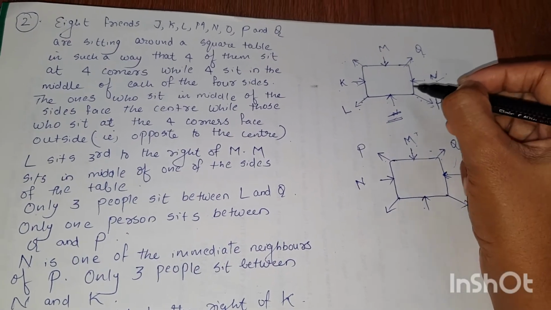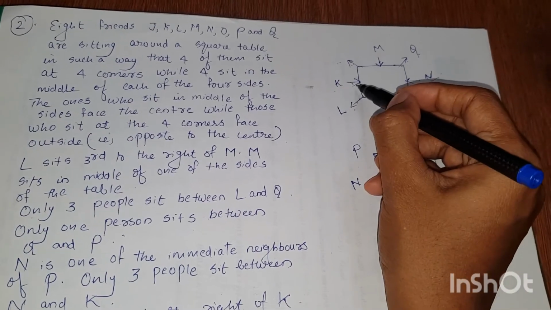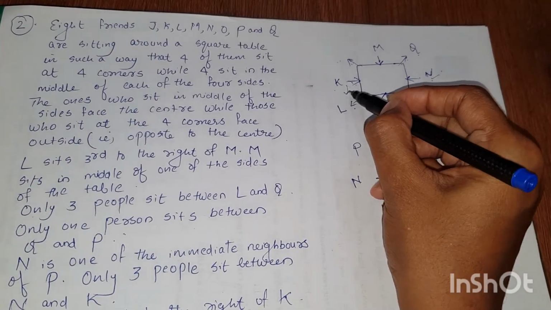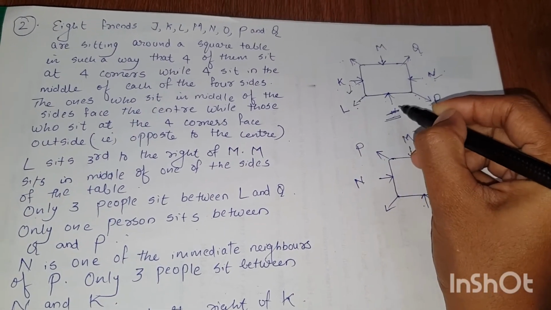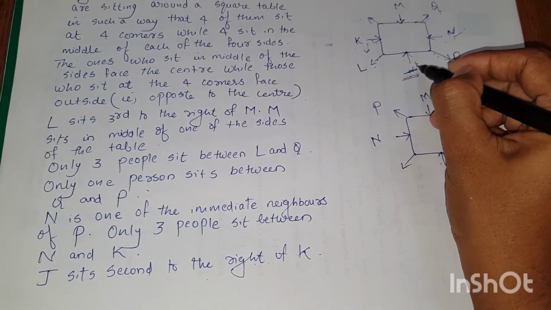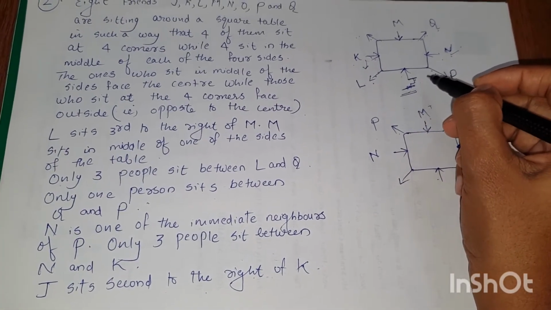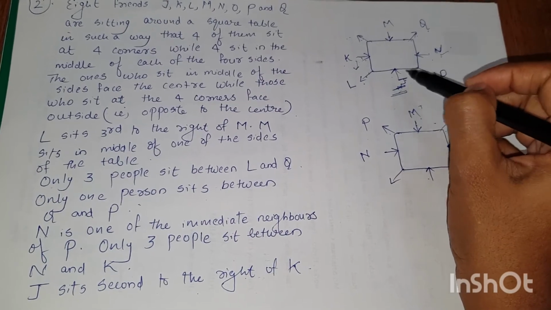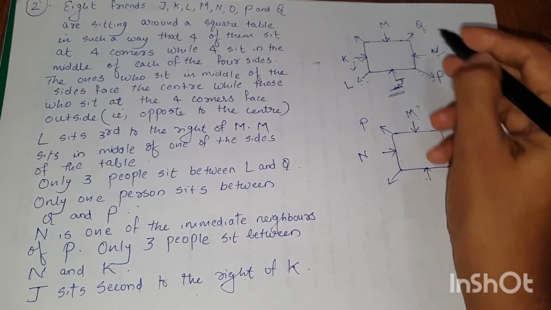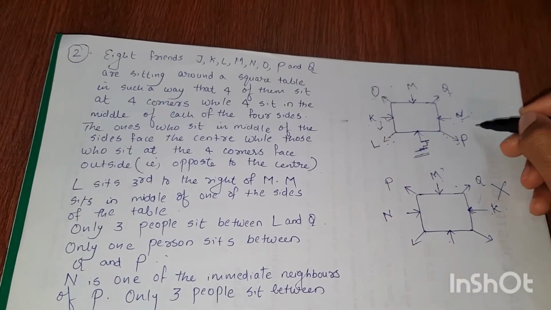Now considering this, second to the right of K. Right of K is in this direction. So second to the right means here. So here, who is sitting? J. J sits second to the right of K. So the remaining friends are J, K, L, M, N. O is not here. So O should be here. So this is the correct diagram.